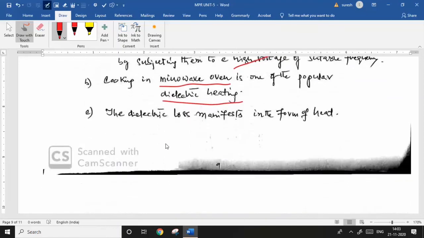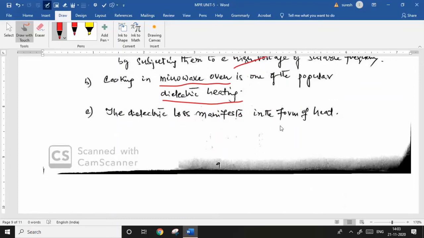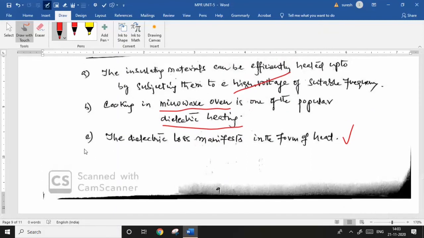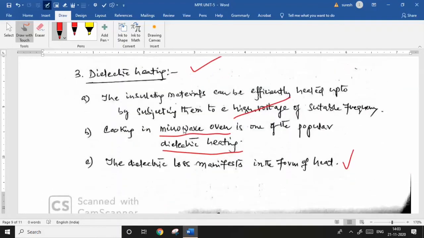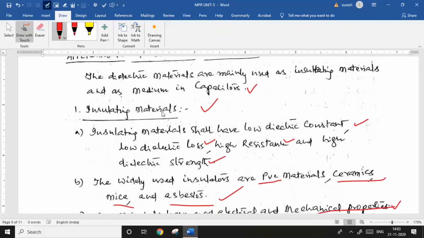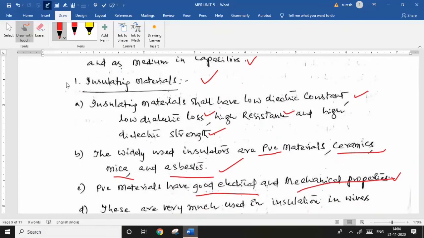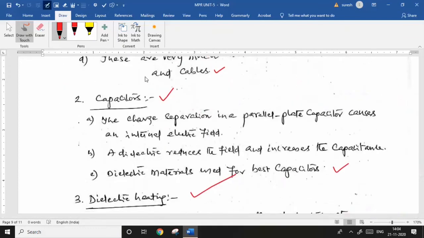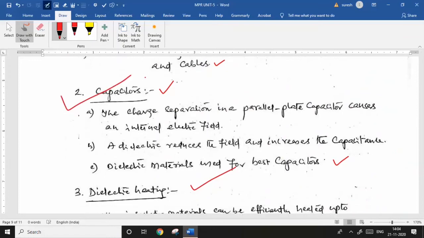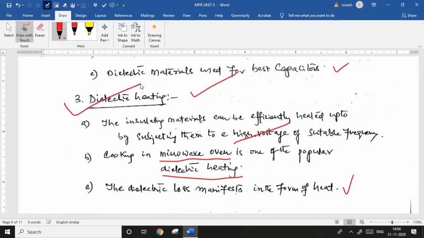The dielectric loss manifests in the form of heat. When a dielectric material is heated, with respect to temperature, the material is not going to be damaged, and the dielectric loss is very small and manifests in the form of heat. That is one of the uses of dielectric material. So, once again I am repeating: the first application of dielectric material is as insulating materials, the second is as capacitors, and the third is as dielectric heating.